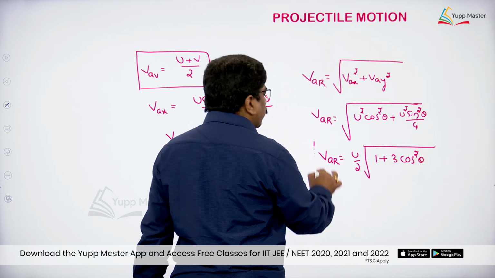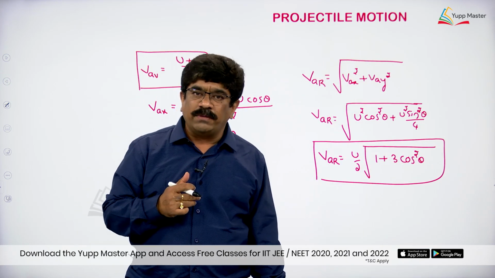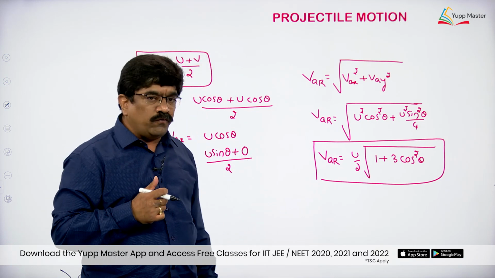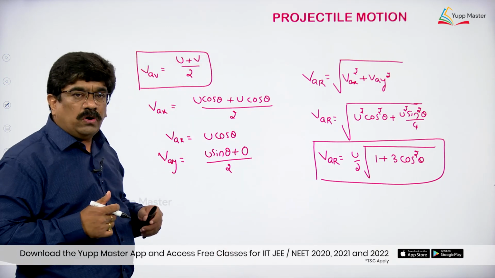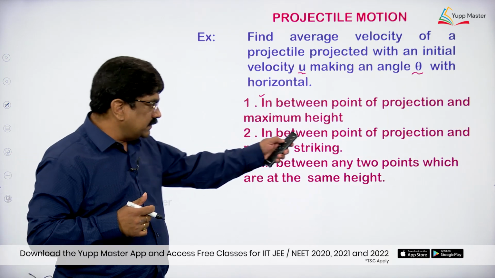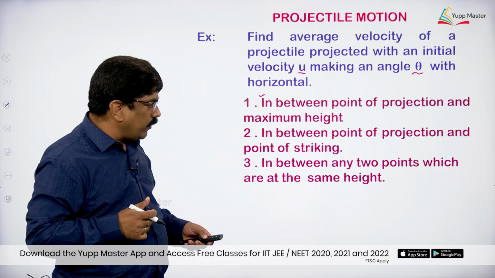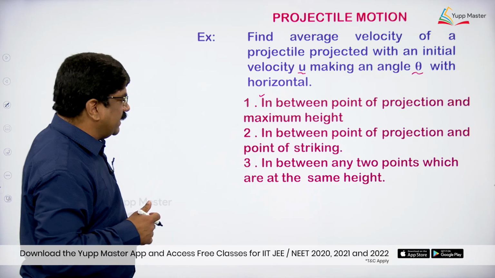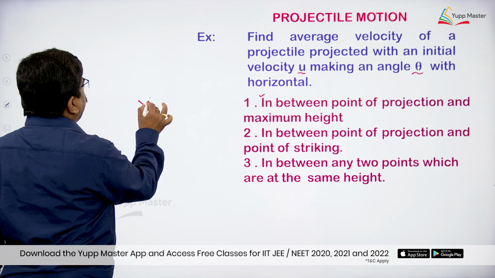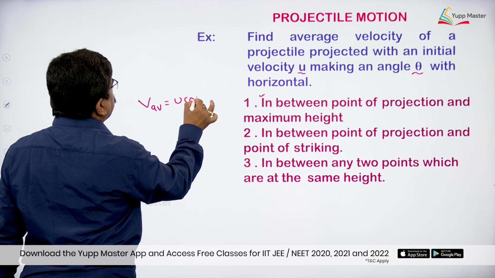This is how, between any two points, the average velocity can be calculated by using the formula V_av is equal to (u plus v) by 2. And if we consider the second case, between the point of projection and the point of striking, the average velocity is calculated to be V_av is equal to u cos theta.